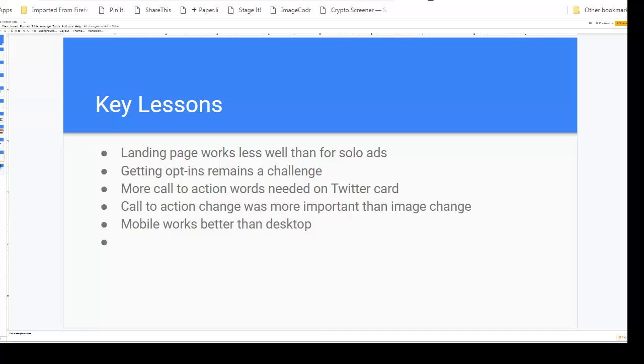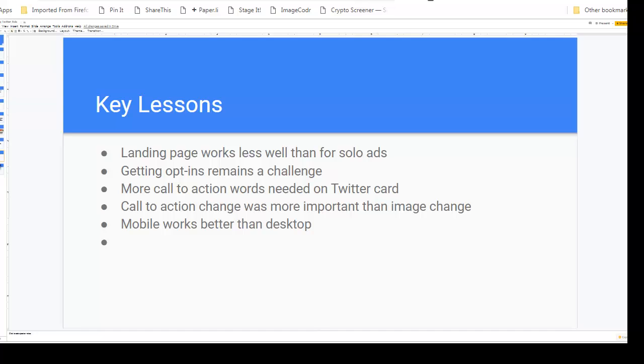So the key lessons: the landing page works less well than for solo ads. So there clearly is an issue with the landing page. I need to build a more compelling call to action into the landing page. Getting opt-ins remains a challenge. Maybe I've got those two things the wrong way around in the sequence of the bullet points here.